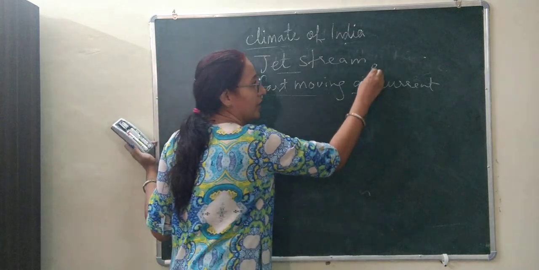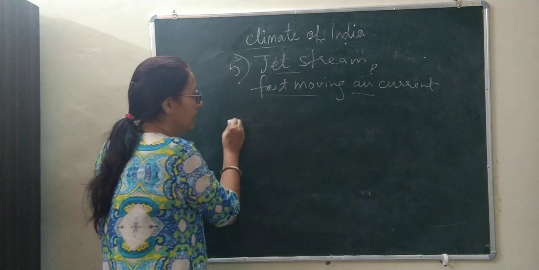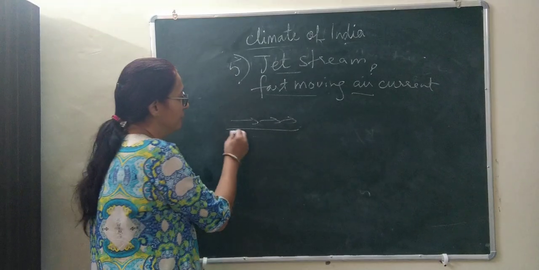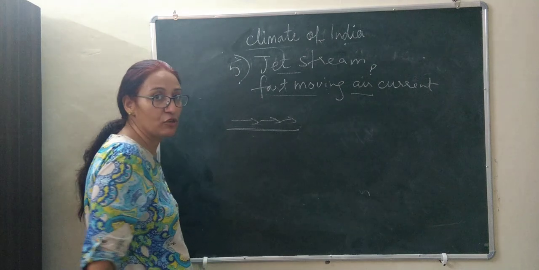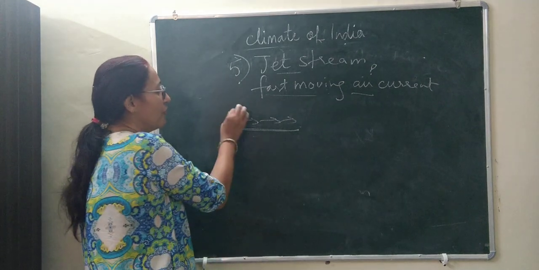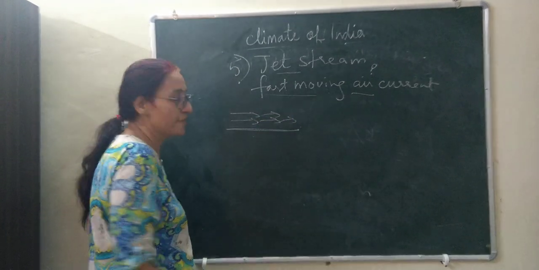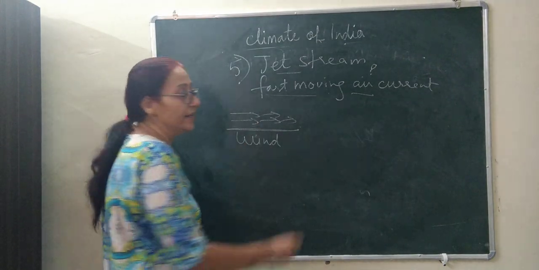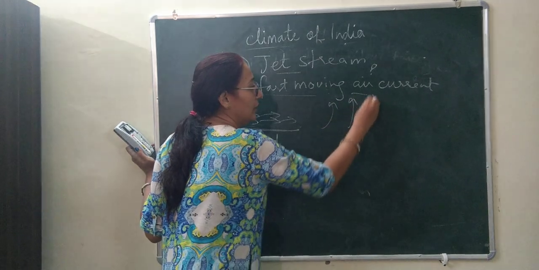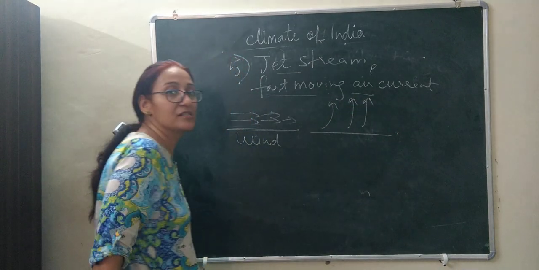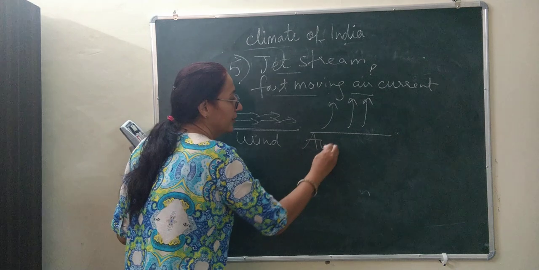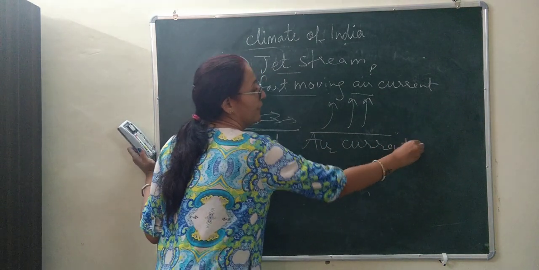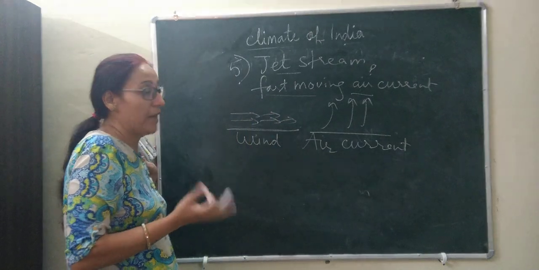Now what is air current? Wind blows parallel to the earth's surface. If we consider this line as a reference of earth's surface, when air blows parallel to the earth's surface, that is called wind. And if the air blows vertically above the earth's surface, that is called air current. Now this is the definition of jet stream, air current.